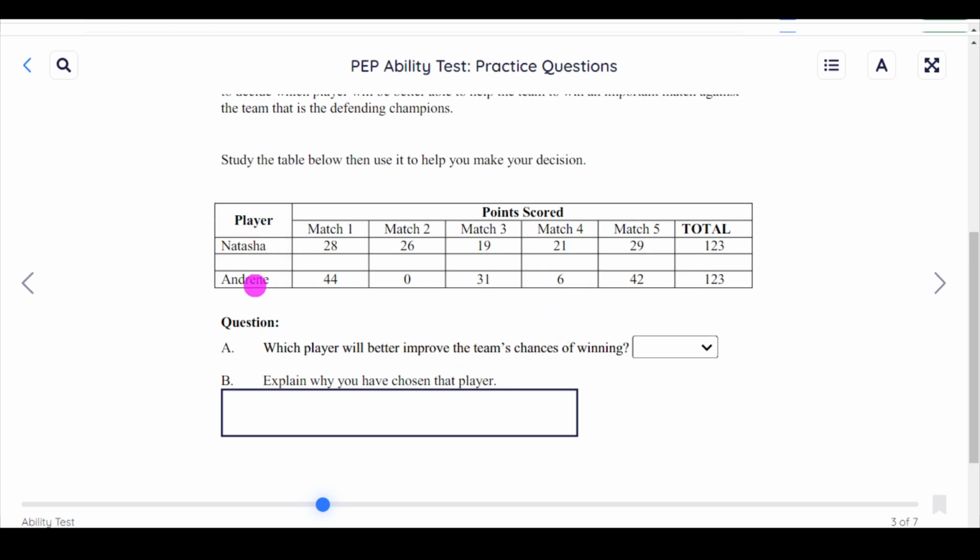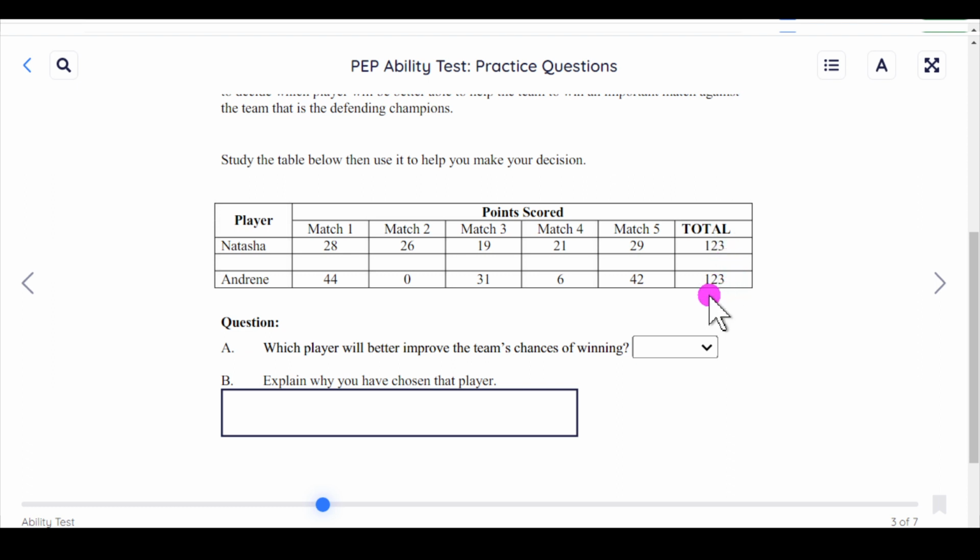So we have the player here, we have the points scored, we have match 1, 2, 3, 4, 5, and the total. So we have Natasha. In match 1, Natasha scored 28 points. In match 2, she scored 26 points. In match 3, 19. Match 4, 21. Match 5, 29. With a total of 123 points. Then we have Andreen. Andreen scored 44, then 0, then 31, then 6, then 42, and also scored a total of 123.